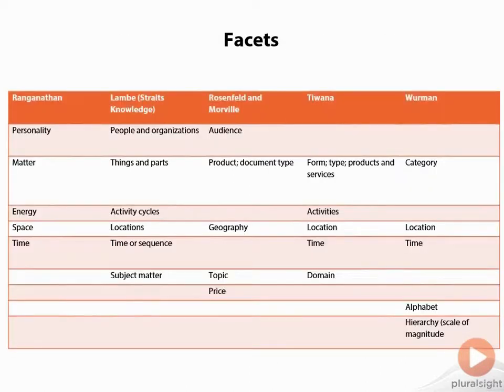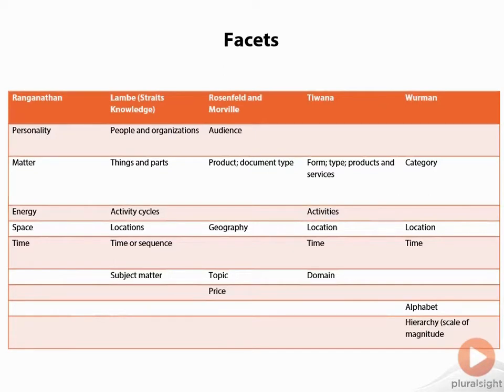Now, one other way to do this is the idea of breaking things down by different facets, and this comes from a book called Organizing Knowledge by Patrick Lamb. And the idea is that these different experts, Ranganathan, Lamb, Rosenfeld, Morville, Tawana, Werman, all looked at different ways that you can break things down. And then this graph here maps them together. So you'll see that in several different ways that people tend to break things down, people or personality or audience comes as a part of those standard breakdowns.